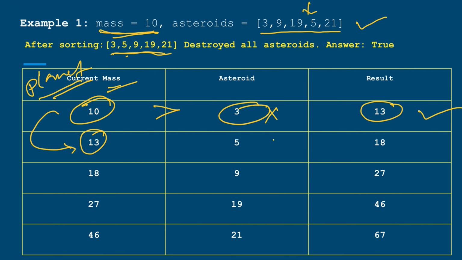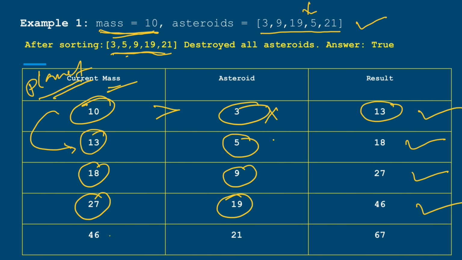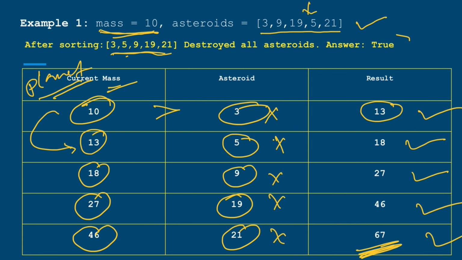Now current mass is 13 and the asteroid is 5, still greater, so we update. The same goes on, we keep checking, and in all cases the mass is greater, so we keep updating. Finally we get a current mass of 67. In this case we have destroyed all the asteroids, which means we return true.